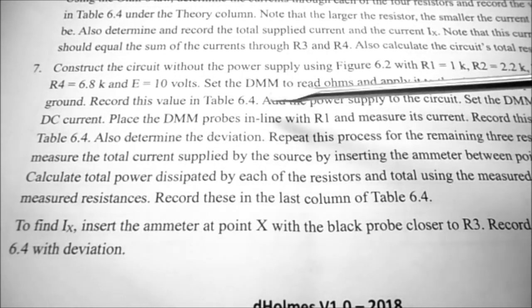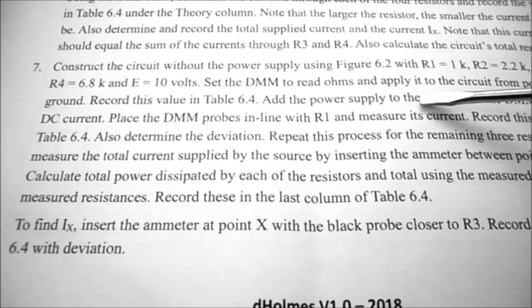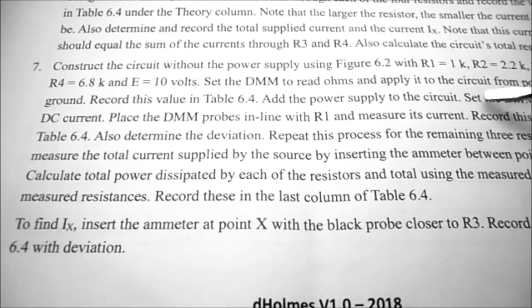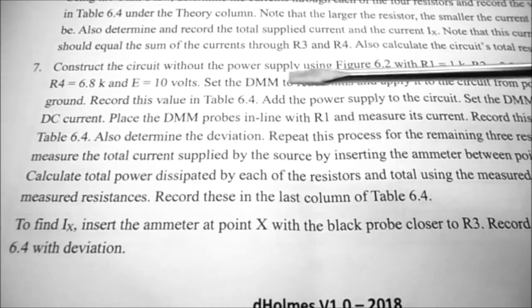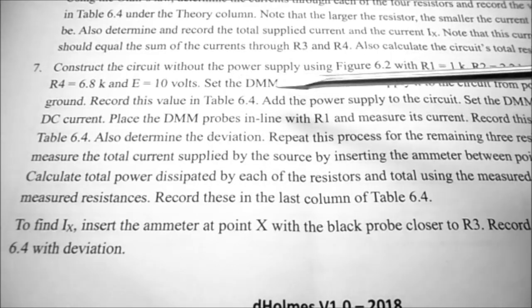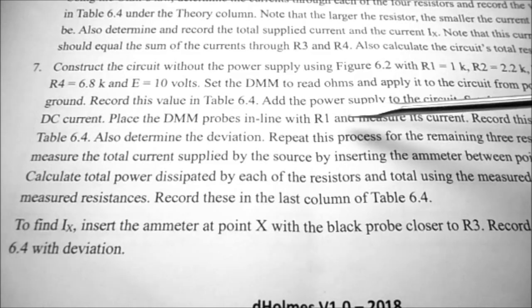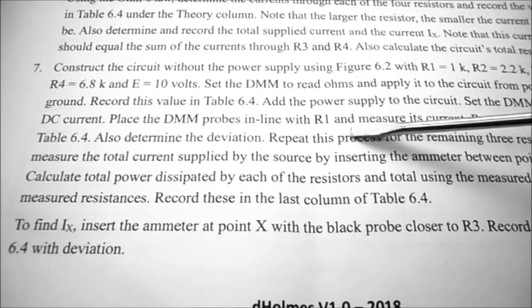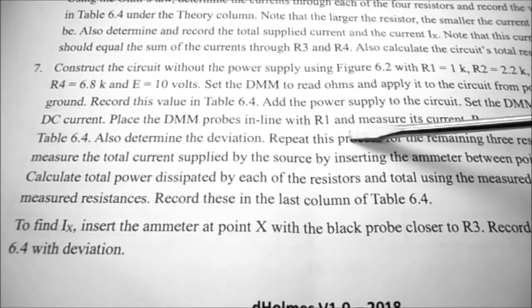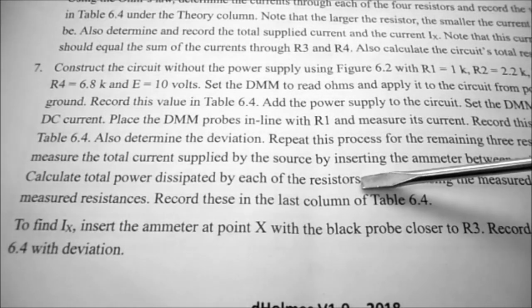So under step 7, I'm now going to add the power supply to the circuit, and I'm going to set the DMM to measure DC current. I want to record the total current of my circuit, and then I'm going to repeat this process for the remaining resistors, and I'm going to record these results in table 6.4.